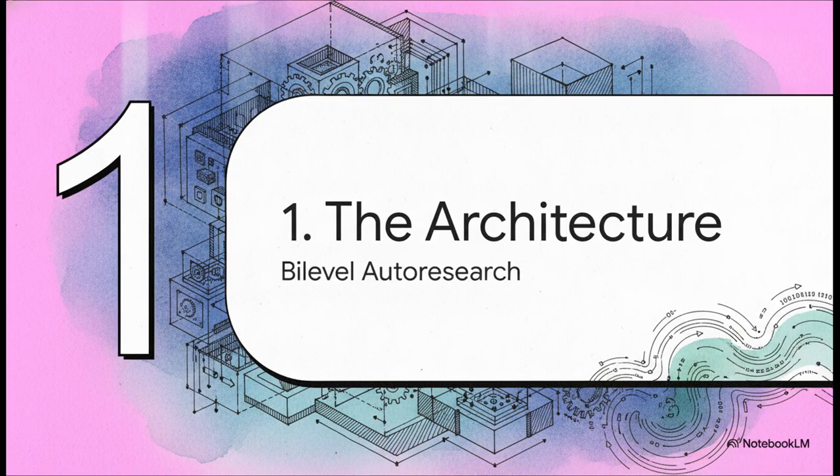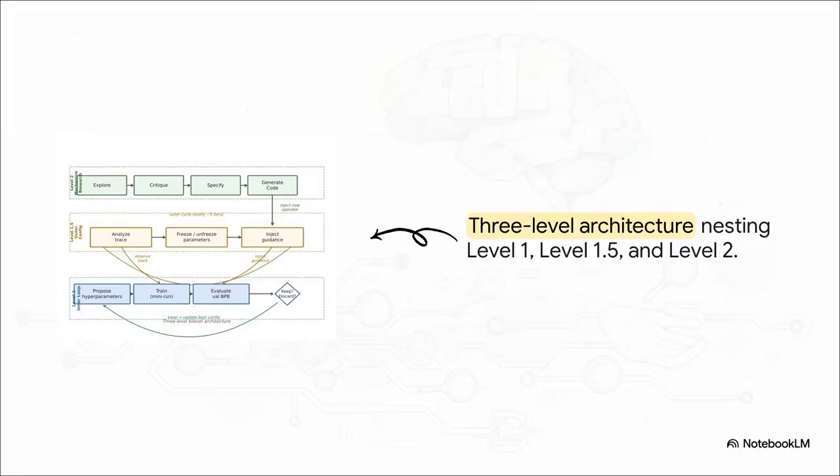Section 1. The Bilevel Autoresearch Architecture. Pay close attention to the precise three-level nesting of this architecture. We've got level 1 handling the main task, level 1.5 managing our search configurations, and level 2 researching entirely new mechanisms. Now here is the absolutely crucial part.